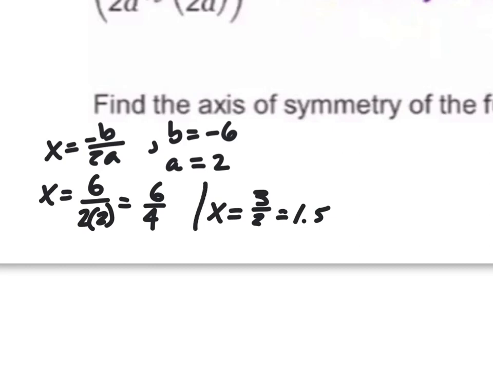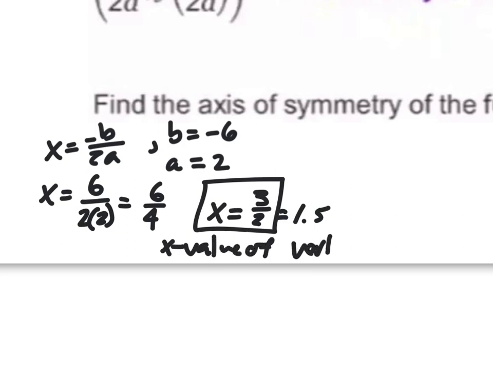So this is the x value of our vertex, and this is also the axis of symmetry. It's a vertical line.